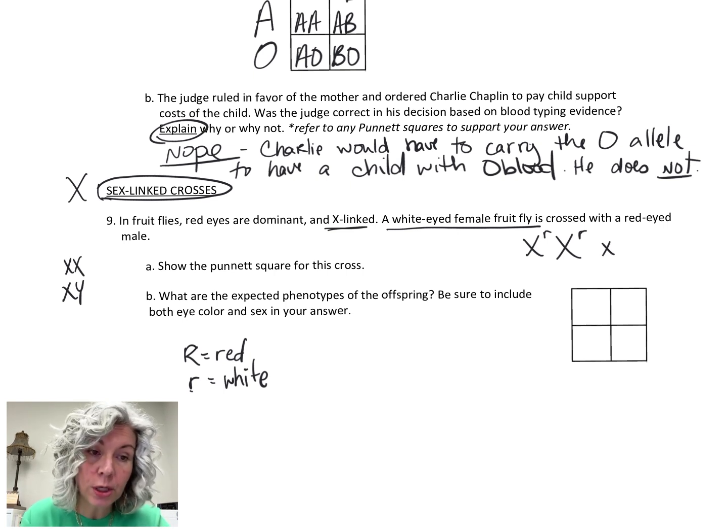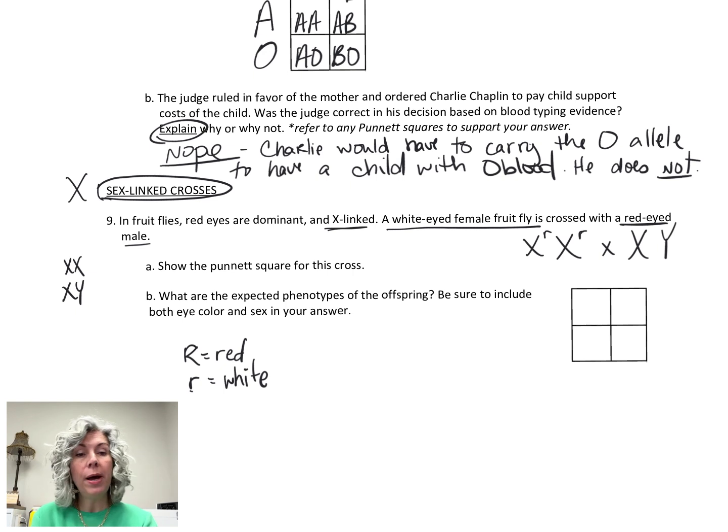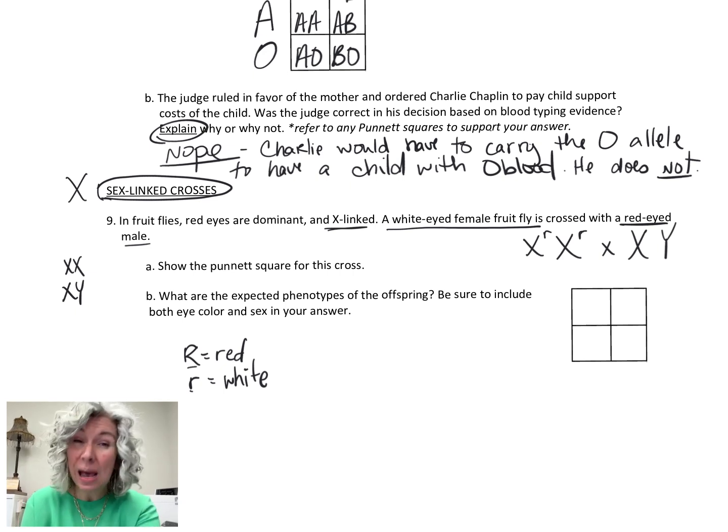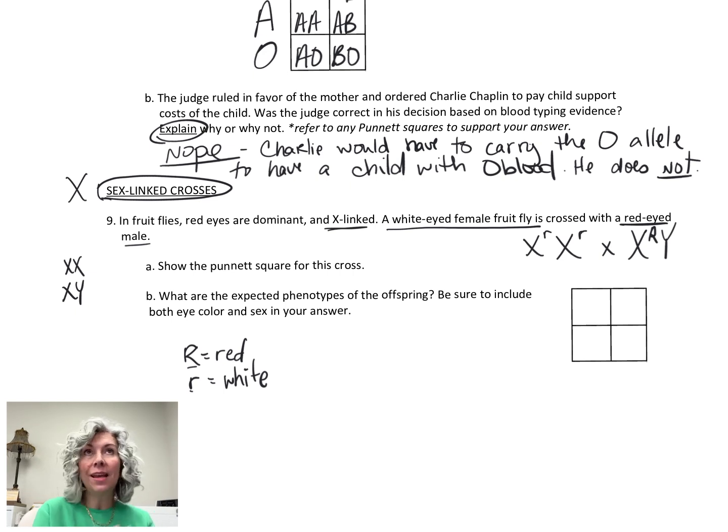This is crossed with a red-eyed male. What's a male? XY. But it has red eyes. Red is dominant, capital R, superscript on the X. I'm not going to put anything on the Y because sex-linked is only on the X. Sex-linked is X-linked. It's only on the X. Okay? All right, let's do the Punnett square.